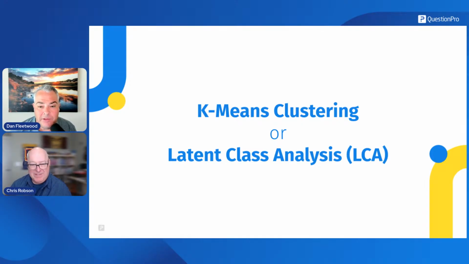So k-means clustering is grouping people by similarity using distance and data. Latent class analysis, or LCA, as they say in the biz, groups people based on hidden patterns in how they respond, more flexible and often used for segmentation.